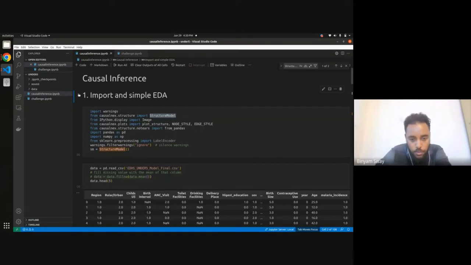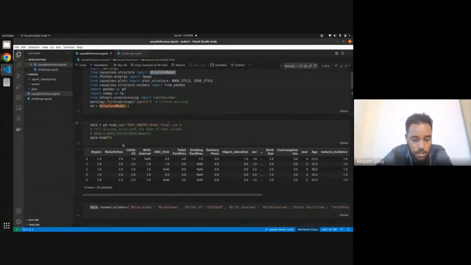So let me go with the first step. This is the data that I had. It had around 22 columns. Let me give you a little bit of an introduction about the data. It's health related data called the Demographic and Health Survey, and the specific one was for Ethiopia, so it's called EDHS. It has around 1,300 columns or more, so we had to narrow it down to around 22 features, and this was of course done by the expert opinion of the experts I was working with.